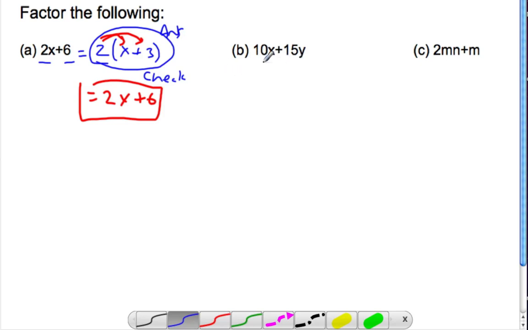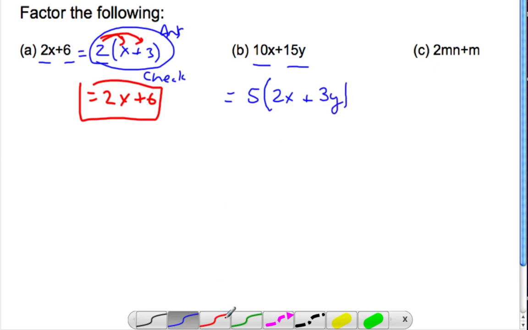So if I look at this one, what's common between 10x and 15y there, Mr. Cole? Okay, so it's just 5. There's no common letters, no? Right, so 5 times what gives me 10x? So 5 times 2x. Okay, and then the same thing here, 5 times what gives me 15y? That's 3y.